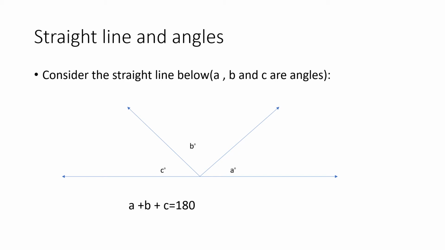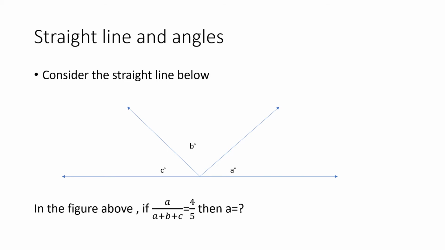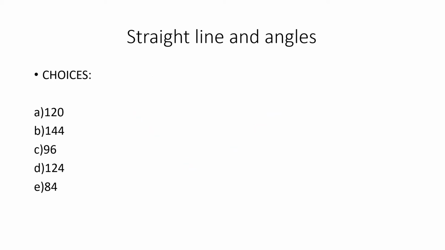Okay, to clarify this subject, I'm going to give you an example to understand better and better. The example, according to the figure, is that if A divided by A plus B plus C equals 4/5, I'm going to find A. A is unknown in this problem. We're going to find A.